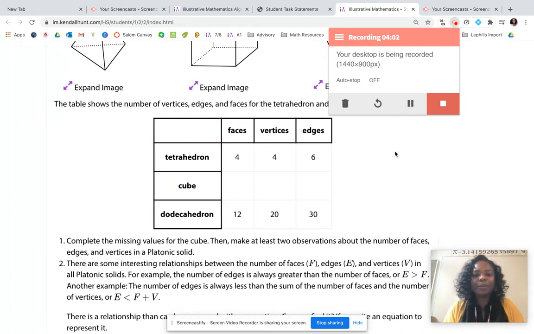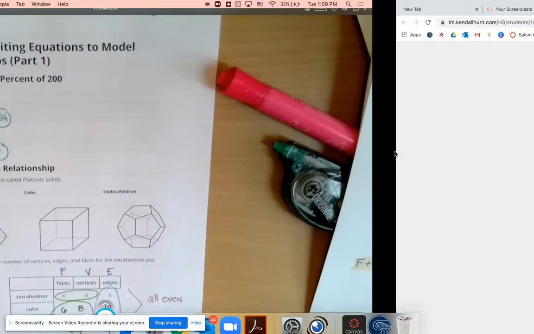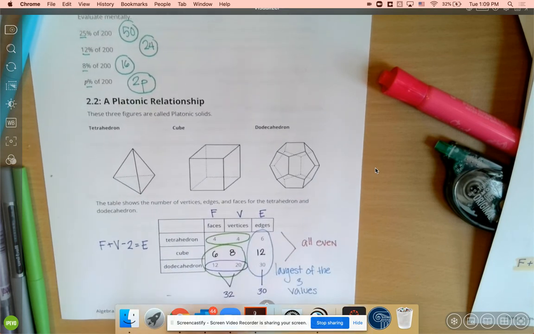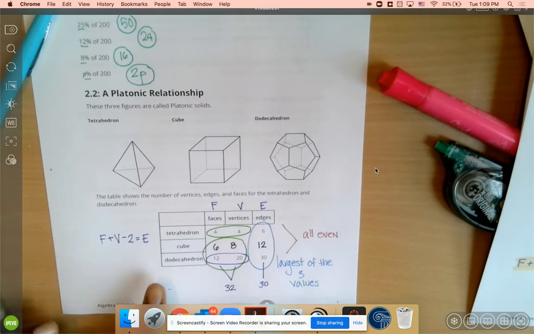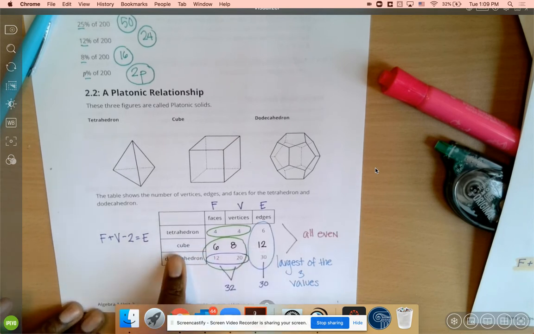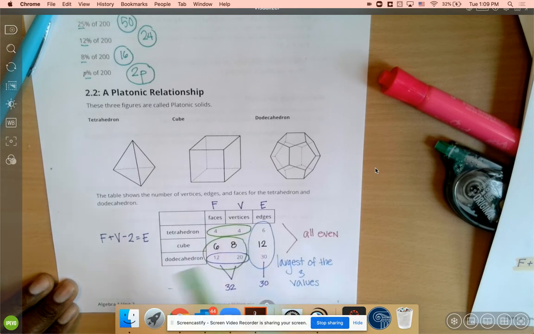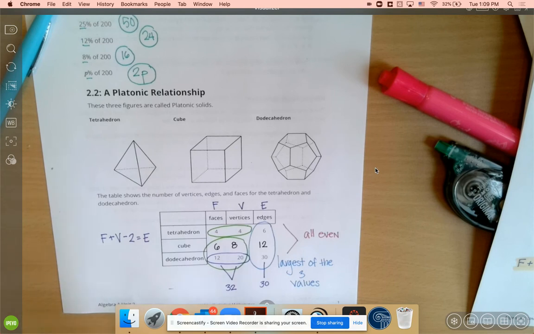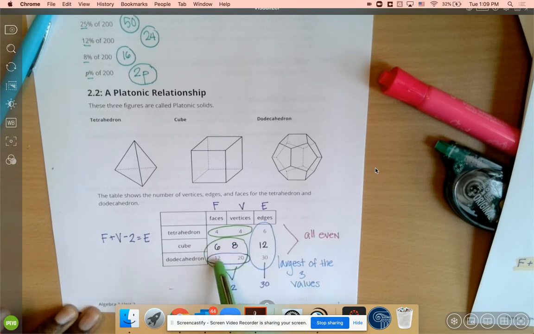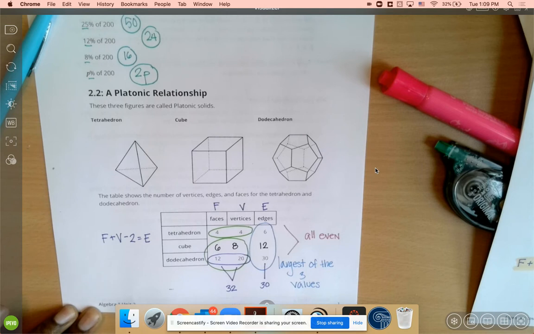Welcome back. Okay, so for 2.2, you're asked to first complete the table for the number of each, the faces, the vertices, and the edges for the cube: 6, 8, and 12, and then to make some observations. It only asks for 2, but you may have found more. For example, all of the numbers in the table are even. The number of edges within a set of 3 is the greatest number. You may have also noticed that the number of edges is 2 less than the sum of the faces and vertices, and that relationship holds true for all 3 shapes.